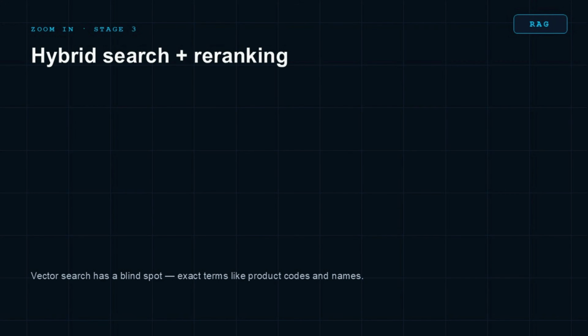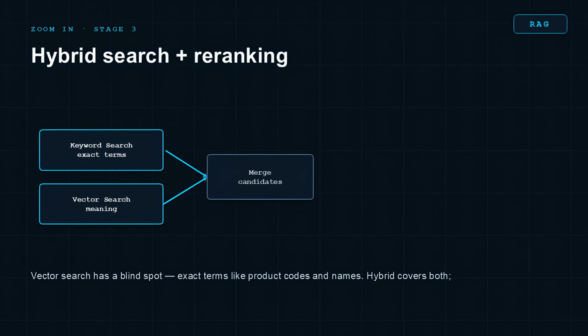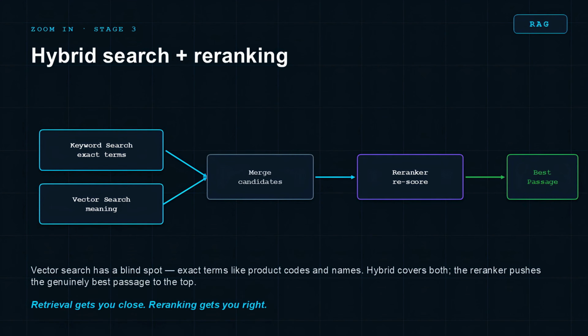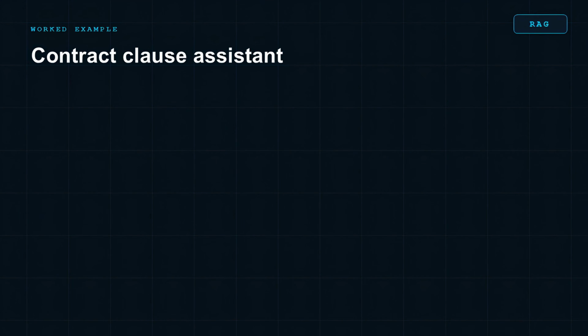But meaning search has a blind spot. Exact terms, product codes, clause numbers, names. Vector search can fuzz right past them. So serious systems go hybrid, combine keyword search with vector search to get both precision and meaning. Then a re-ranker takes the top candidates and rescores them against the question more carefully, pushing the genuinely best passage to the top. Retrieval gets you close. Re-ranking gets you right.